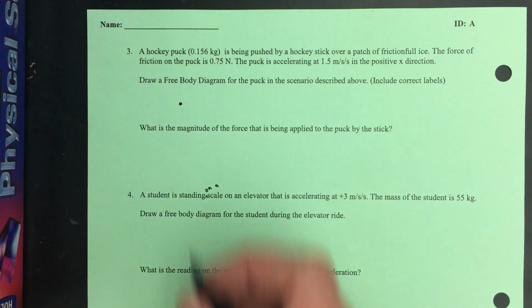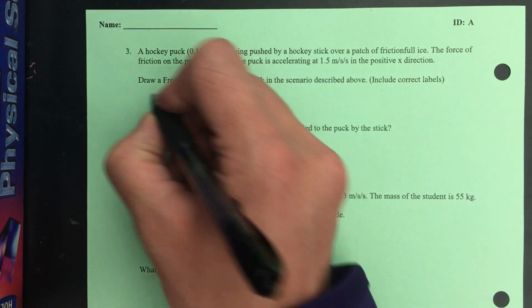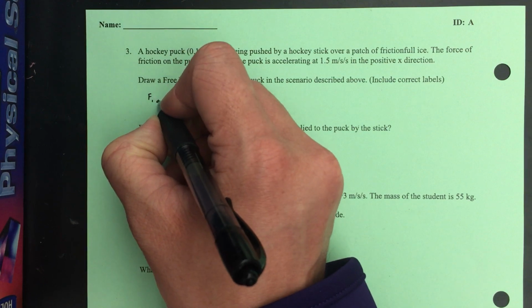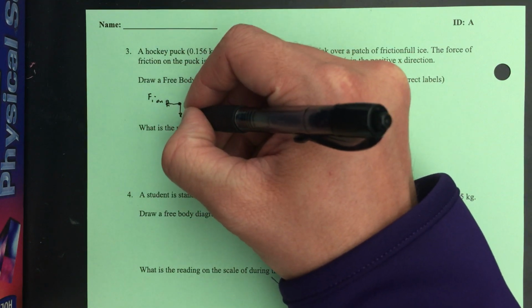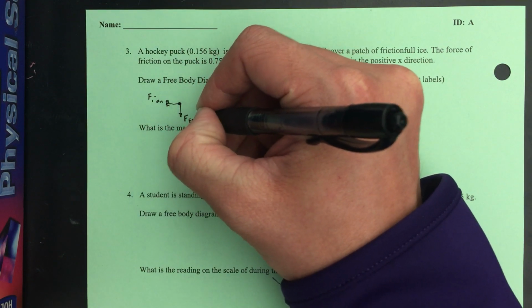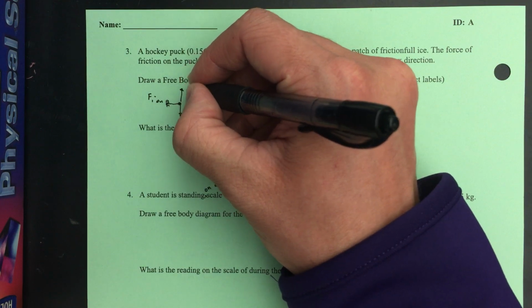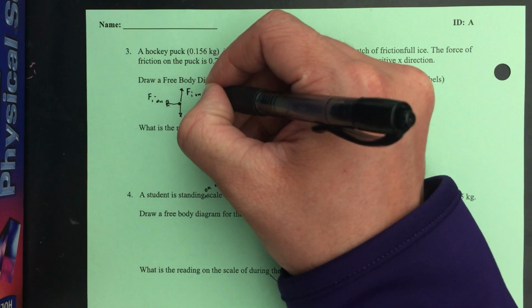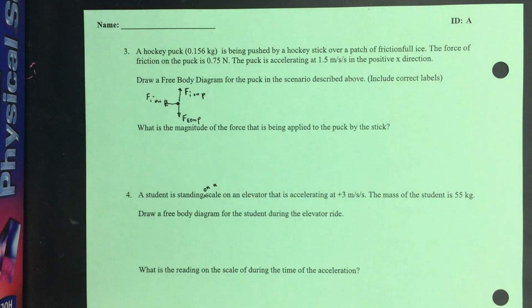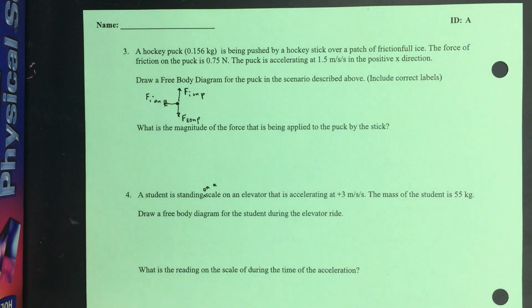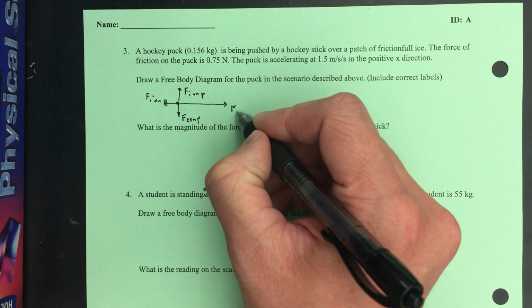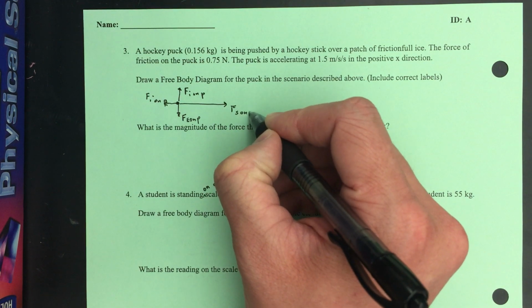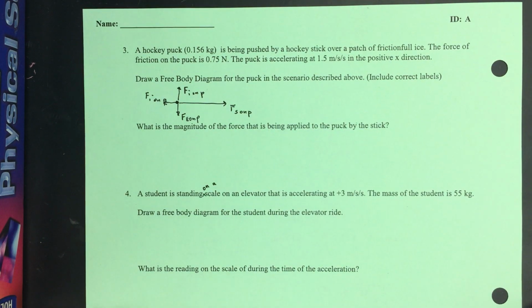So there is our puck. We have the force of the ice on the puck, which is also the force of friction. We have the force of the earth on the puck. We have, again, the force of the ice on the puck, and we're led to believe that that is a Newton's first law scenario in the y direction. And we have the force of the stick on the puck there. So that would be your correct diagram.